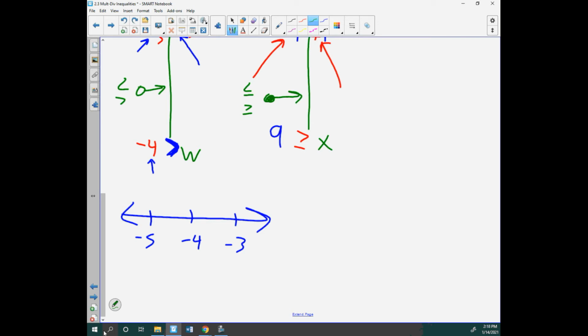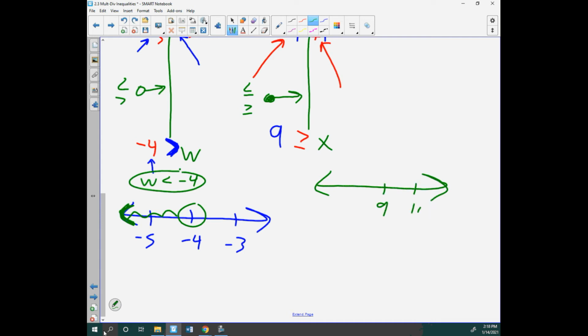Okay, so this one right here is going to be an open circle, and it says negative 4 is bigger than w. Another way of saying that is w is less than negative 4. And if I graphed it this way, same answer, but if we wrote it that way, it would be easy to see, hey, I got to go less than negative 4. It's that way.